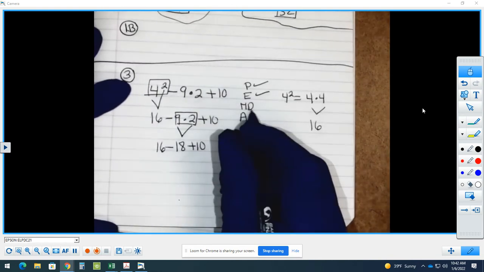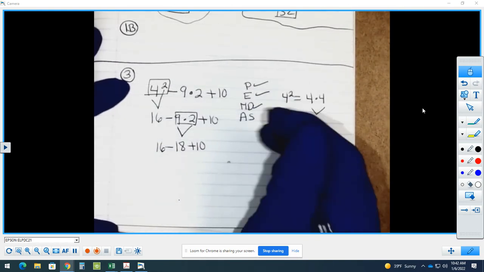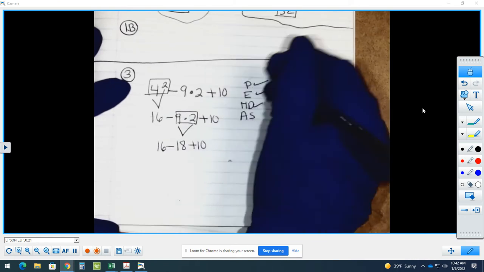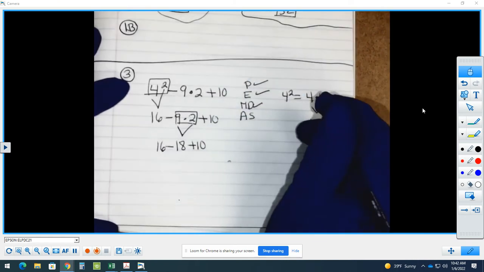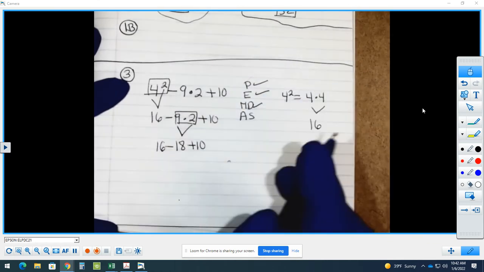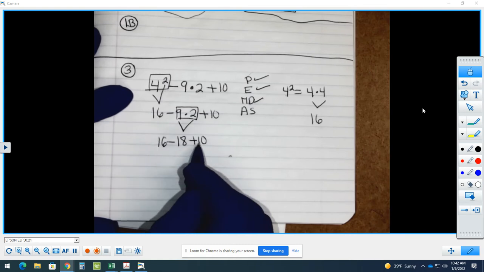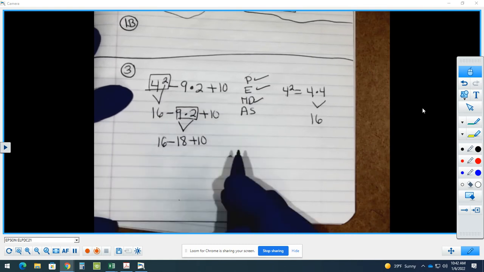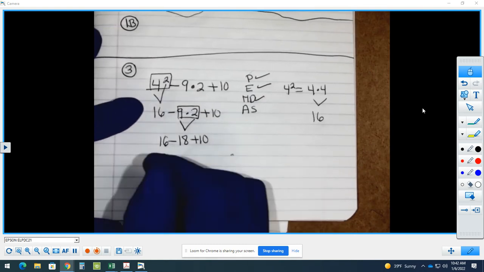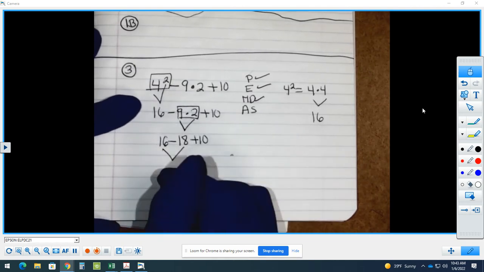Am I done with multiply and divide? You see how I always go back to the checklist to make sure? I don't just do it and then put all the checks afterwards. You're supposed to use them while you're doing it, not after the fact. The last one is add and subtract. Do we have that? Yeah. Who would go first? Subtract, left to right. 16 minus 18. What's 16 minus 18?